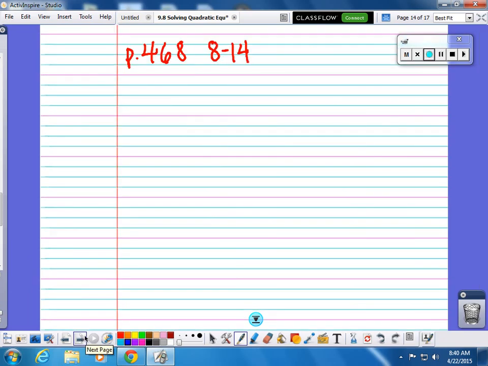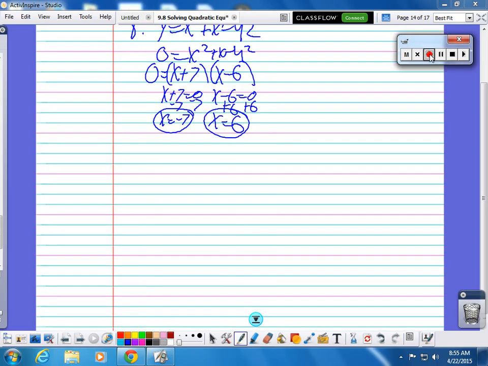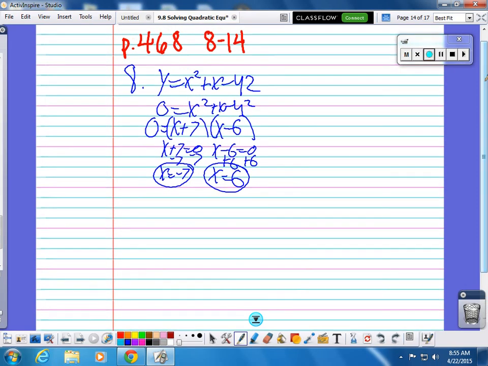Alright, on page 468, let's look at 8 through 14. Alright, looking at number 8, he set 0 in for y. The factors were x plus 7 and x minus 6, so x is negative 7 and x is 6. Alright, number 9.